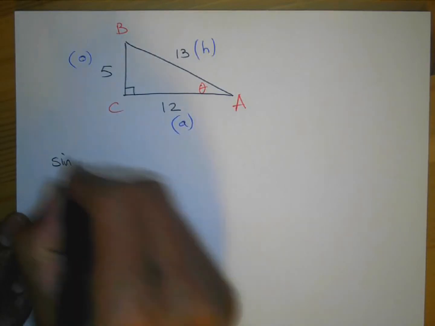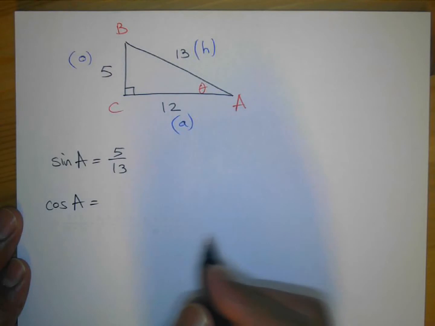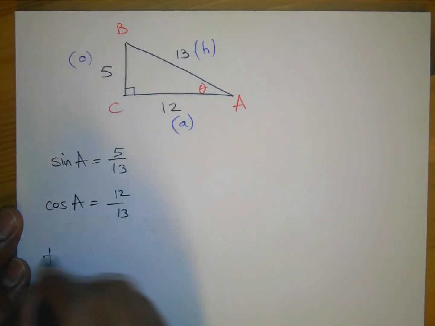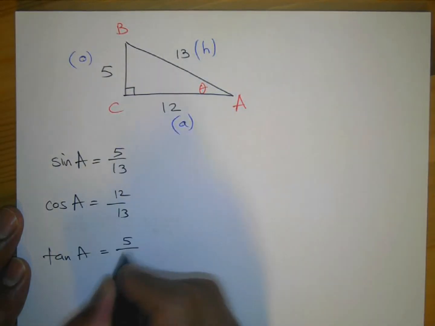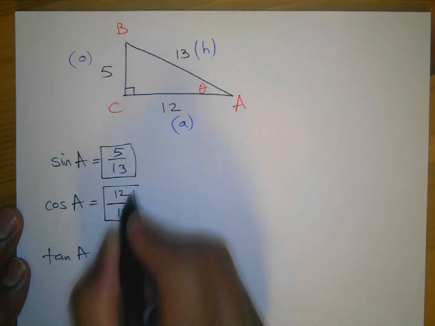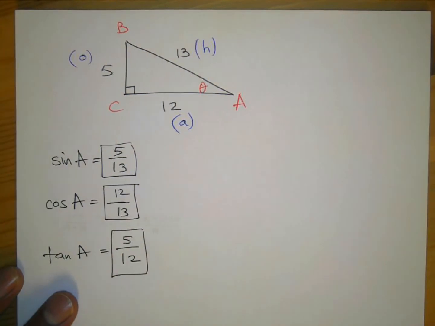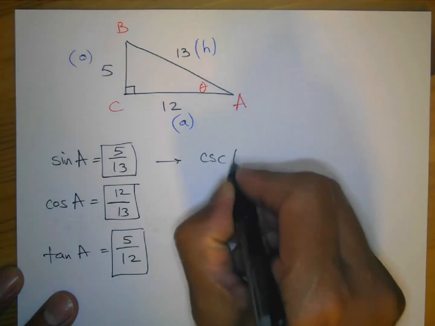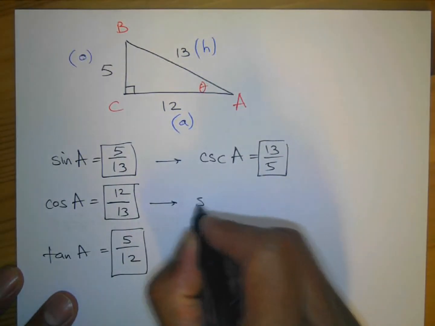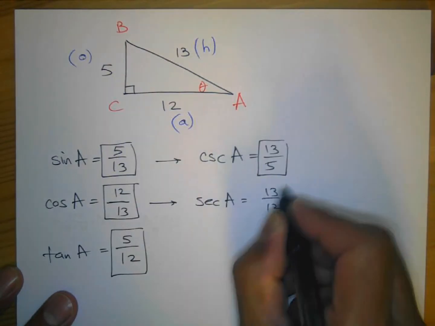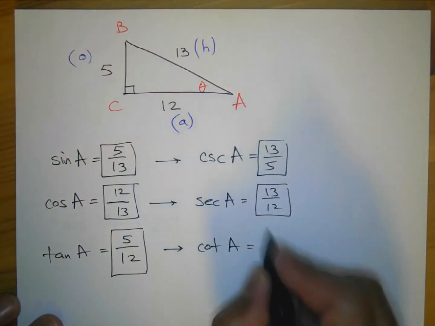Let me do this quickly. We know that sine of A would be 5/13. Cosine of A is adjacent over hypotenuse, 12/13. And tangent of A is opposite over adjacent, 5/12. That's obviously pretty easy, and you know that. And then you also know the other three, the new three. Cosecant of A is 13/5. This is all still true. Secant of A is 13/12. And the reciprocal of tangent is cotangent, which is 12/5.